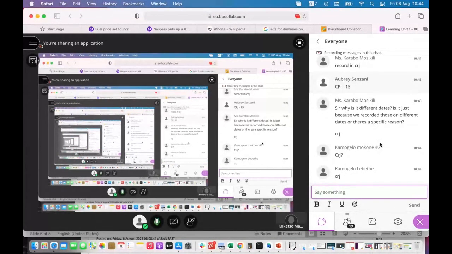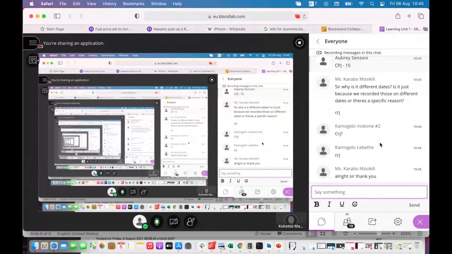The other thing is, maybe he actually did go to the bank on the 6th, but the transaction only reflected on our account the following day. So it could be any of those types of reasons. Okay, no problem, Karabo. Cool, so let's proceed.